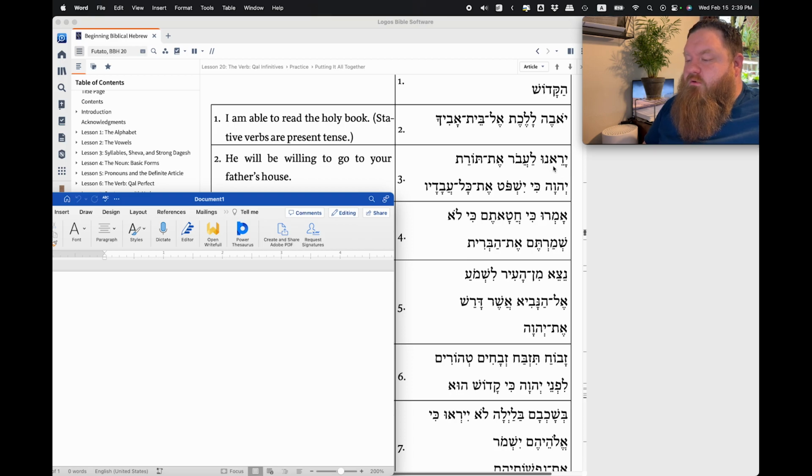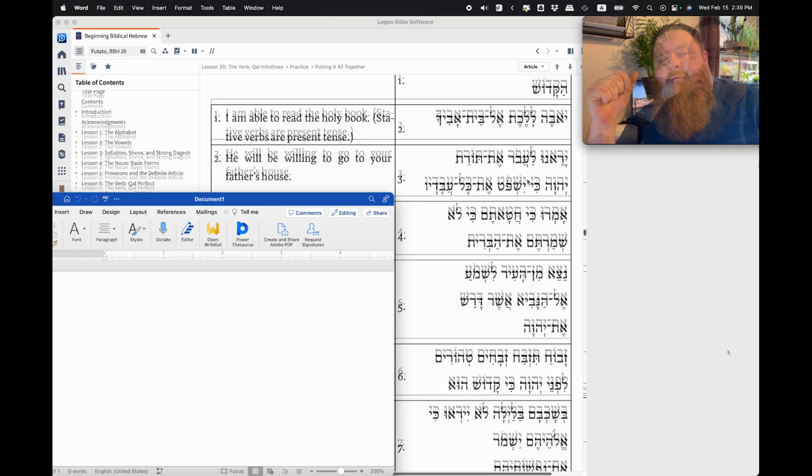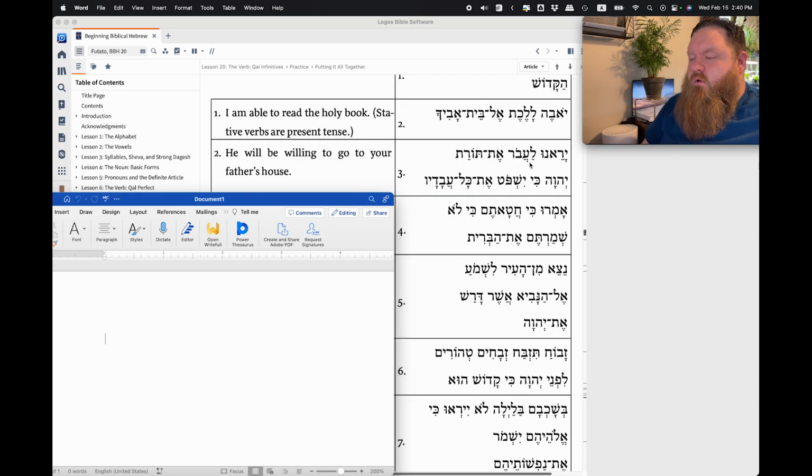Number 3, yarenu. Yarenu, again, anticipating a verb here. I see the nu suffix. The nu suffix occurs on the Qal perfect 1CP, and if I take that off, I get yare, which is the lexical form of a verb that I have learned. Yare means he feared or he was afraid, and in the 1CP, it means we were afraid. La avor, avor is from avar.